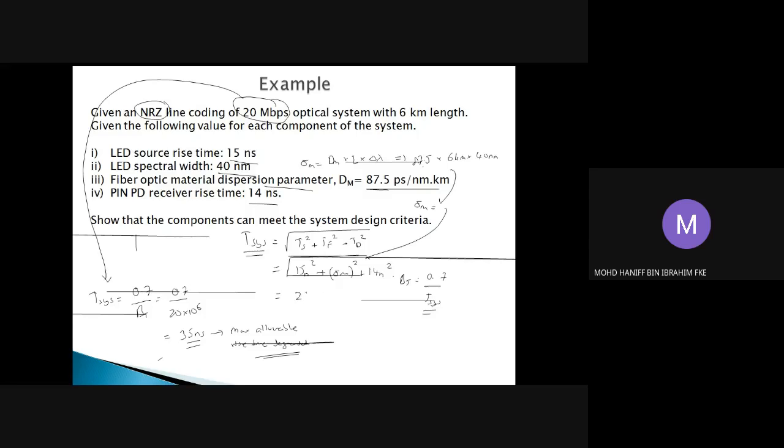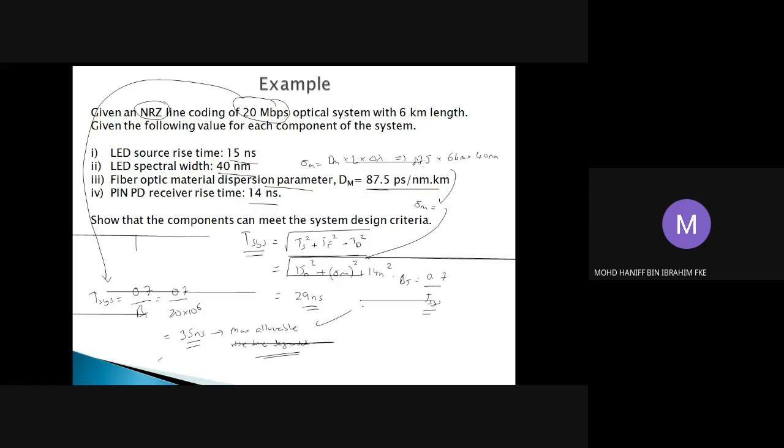equal to 29 nanosecond, which is smaller than the 30 nanosecond. So we can see that based on this calculation, which shows that the calculated rise time is smaller than the maximum allowable rise time, the components that have been proposed in this design can meet the system design criteria. Okay, so that should be the answer for this example.